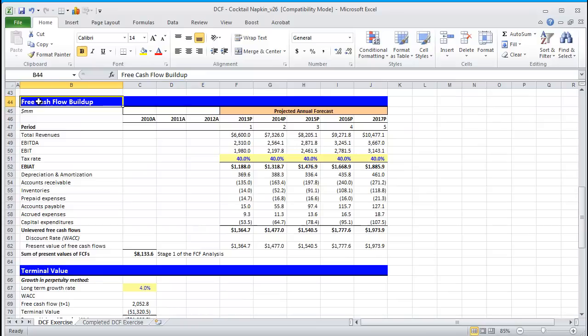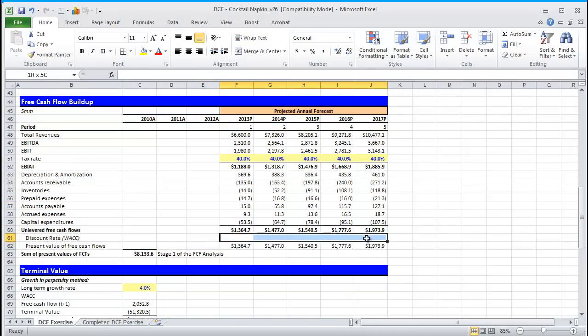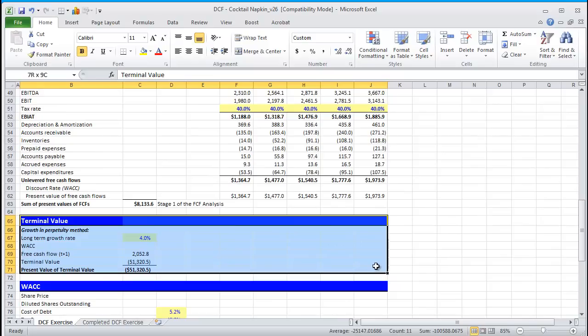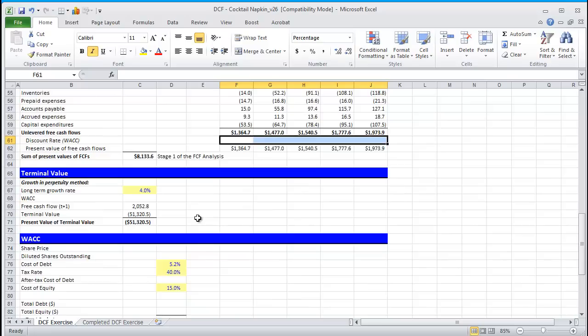Just to recap what we did in video one, we forecasted free cash flows 5 years into the future, and we will discount those cash flows back to the present to arrive at the present value of what we call stage one. We then estimated what the value beyond the explicit period will be using the growth in perpetuity method. The value beyond the explicit period is what we call terminal value. Now again, these values look a little bit funny because we haven't yet calculated discount rate or WACC. That's something that we're going to actually calculate in this video coming up.